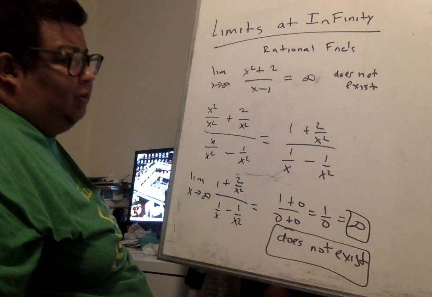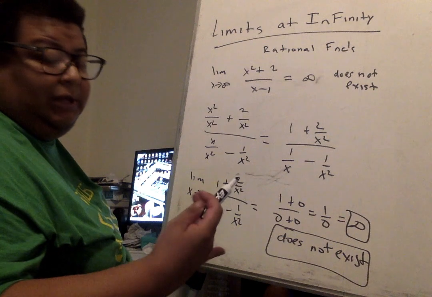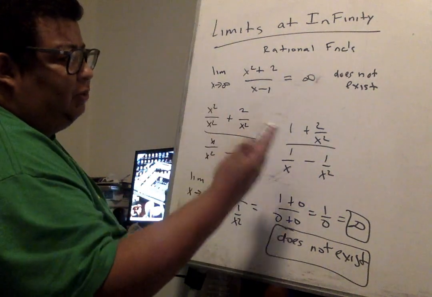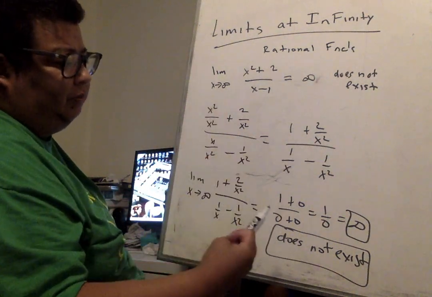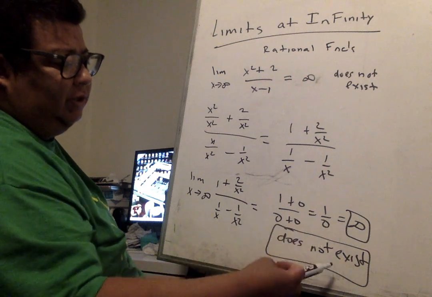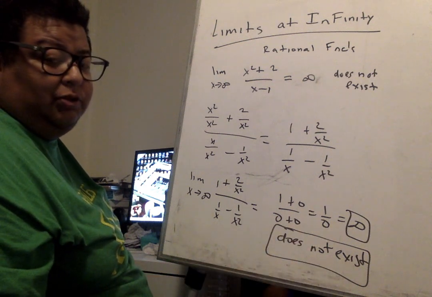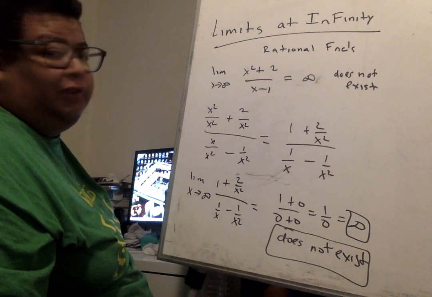So notice, sometimes when the limit as x approaches infinity becomes 0, a number, or it does not exist. Those are the 3 cases for a rational function.